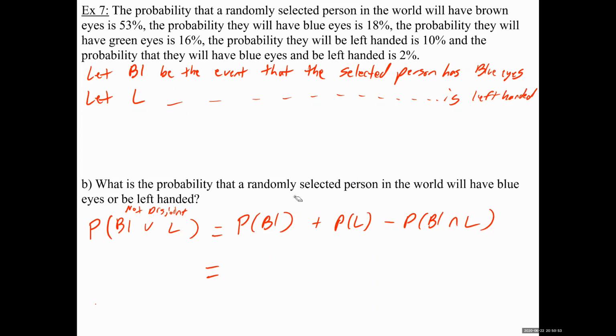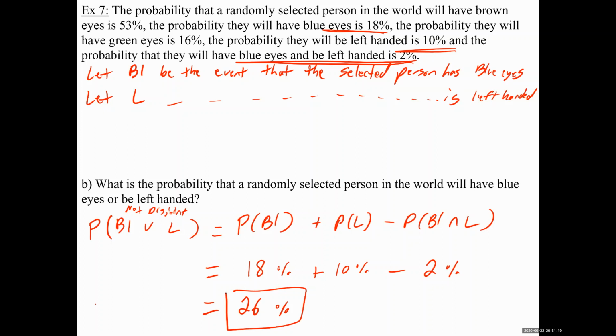Probably person has blue eyes is right here, 18%. The probability person's left-handed is 10%. The probability person has blue eyes and is left-handed, that's here, 2%. So it's easier. You know, you just fill in the answers. 18 plus 10, 28 minus 2, 26%. Okay, that's part B. Any questions on part B?